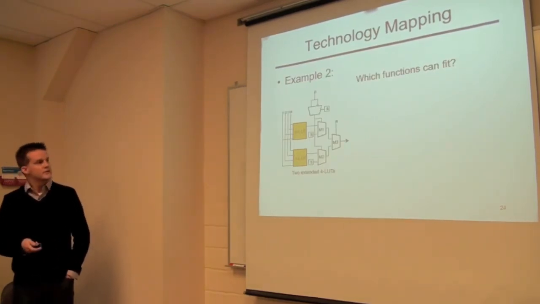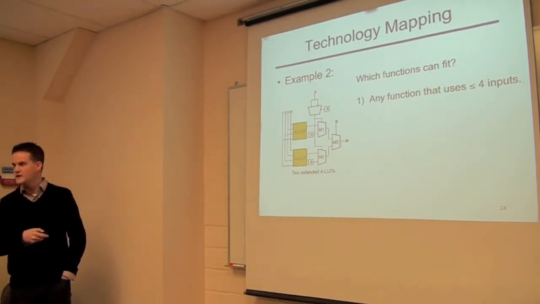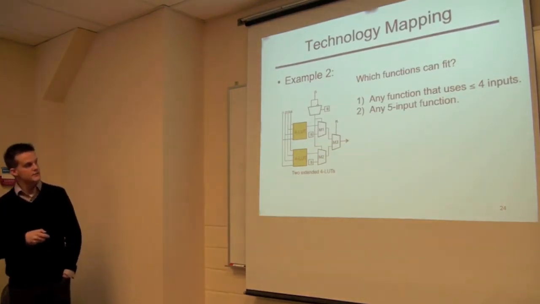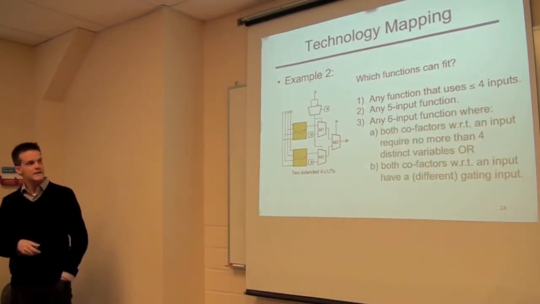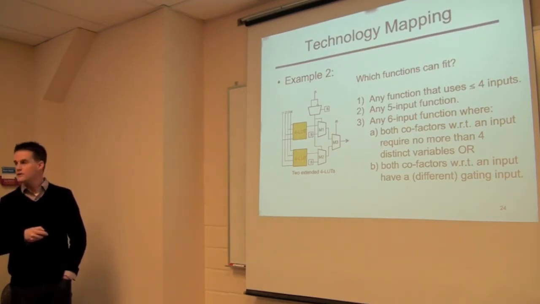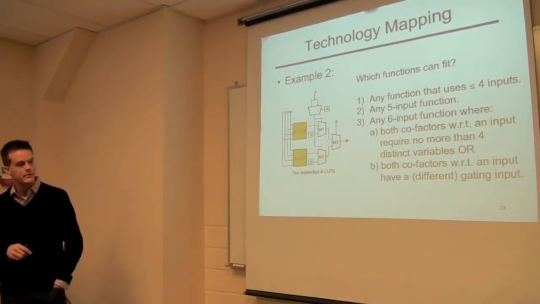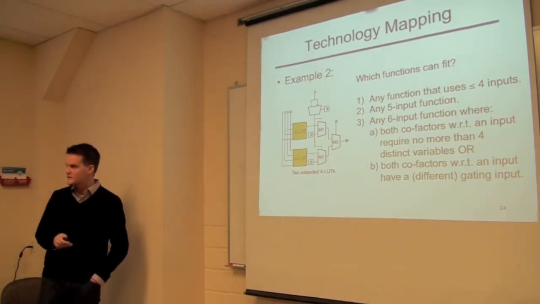Likewise, in another example, a little more complicated, any function that uses less than or equal to 4 inputs is fine here because we have a 4-LUT. For any function that uses 5 inputs, we're looking good because we have two 4-LUTs and we can use this mux here to select between them. For 6-input functions, it's a bit more messy. Basically, if we can find an input to a 6-input function where both cofactors have 4 variables, that's fine. Or both cofactors have a gating input, and that gating input would be attached to I5. So, a rough idea, all the details are in the article, but by just eliminating and disqualifying some cuts, we can map into a wide range of architectures.